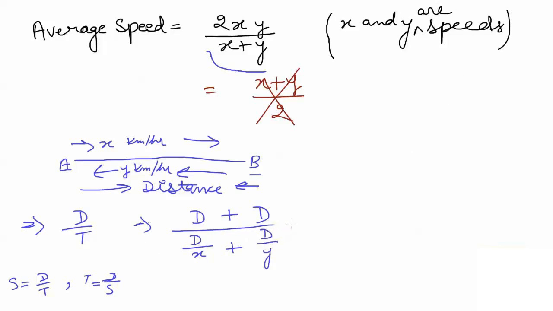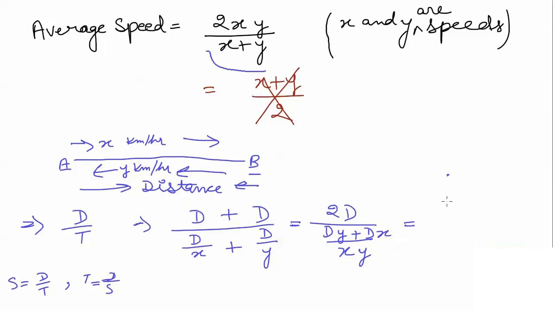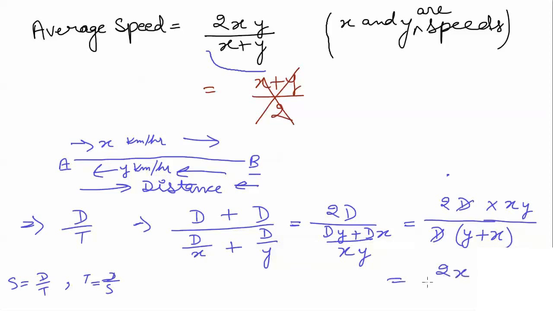So it becomes 2d over x y. dy plus dx. So it becomes 2d over d is common here, y plus x, and takes it above xy. So d is cancelled here. So what comes out? 2xy over x plus y. So that's a formula to calculate the average speed.